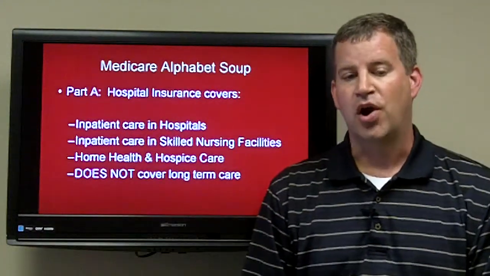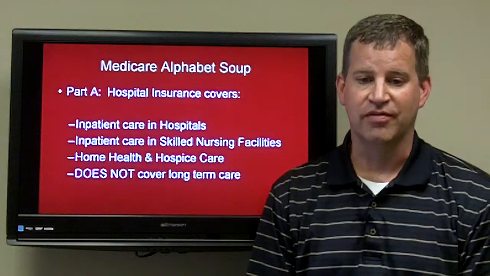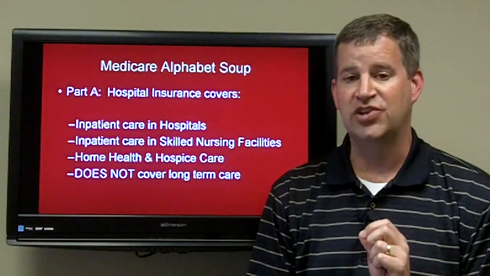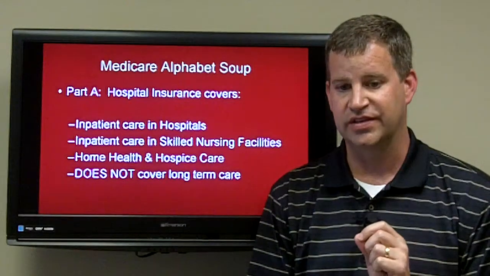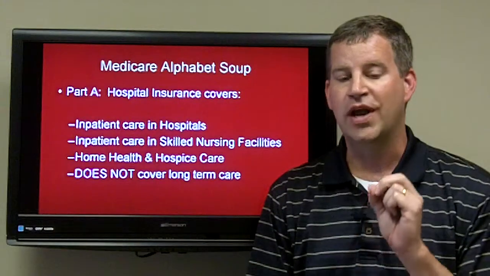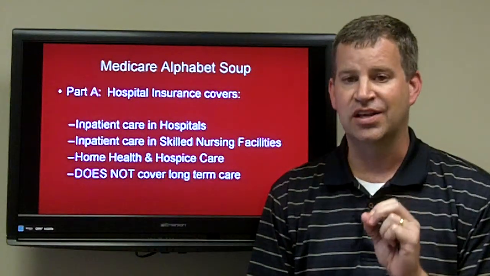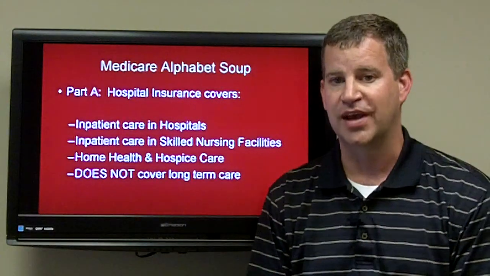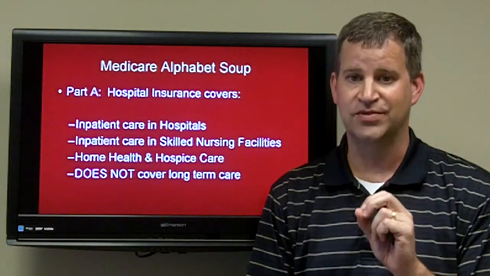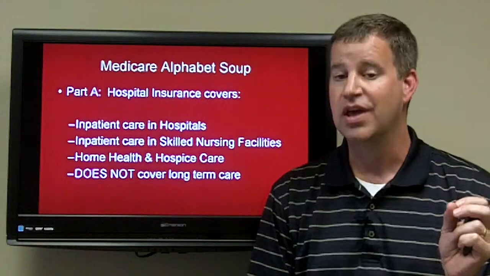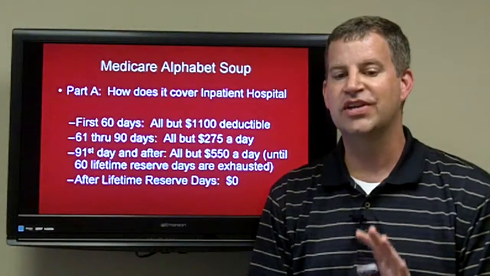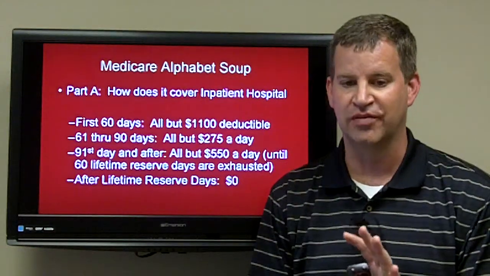So let's break down what Part A does cover. It covers inpatient care in hospitals. It covers inpatient care in skilled nursing facilities. It covers home health and hospice care. And one important thing to remember is it does not cover custodial long-term care. Now, it will cover skilled care that sometimes is done in a nursing home, but it does not cover custodial care.